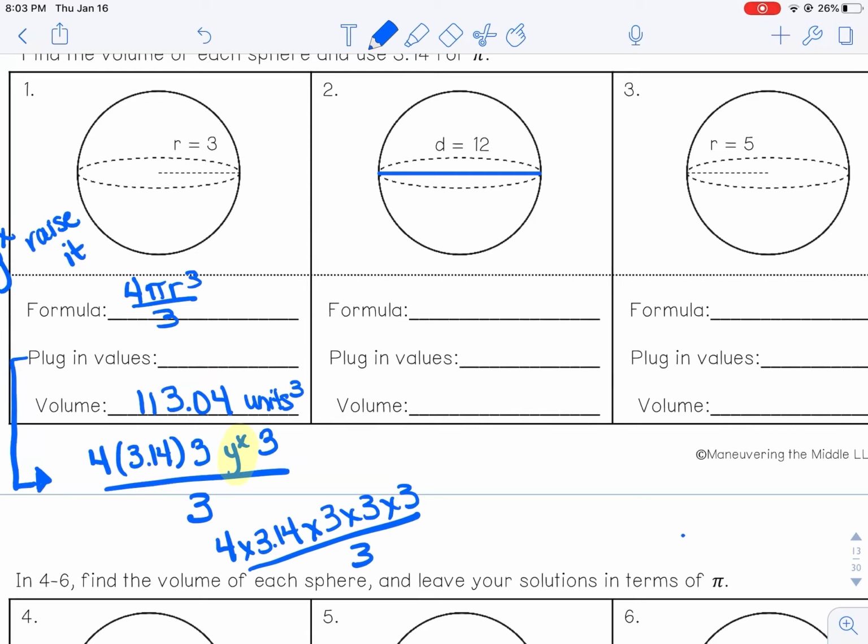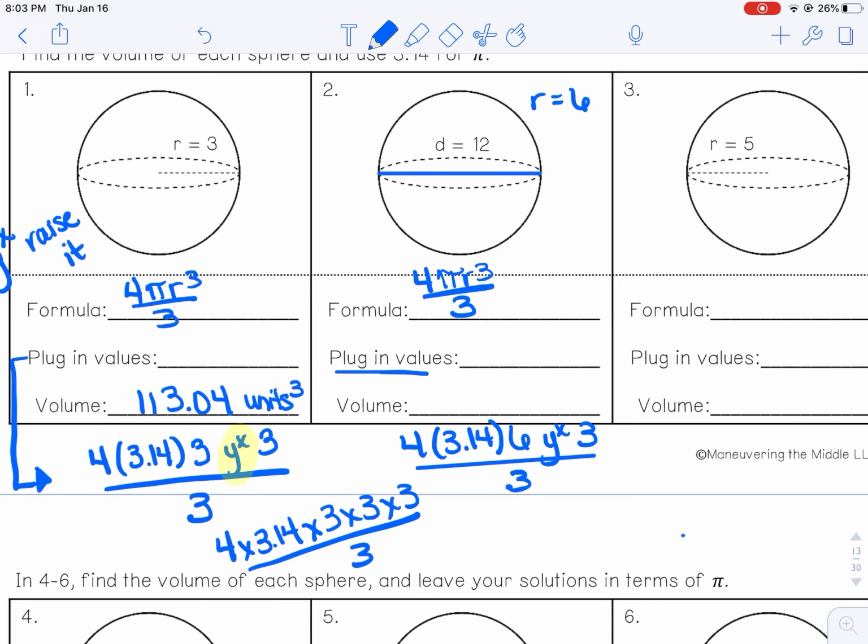I still had a student yesterday that asked me, Miss Henry, when you say cut it in half, what do you mean? I mean divide it by 2. So radius is equal to 6 units. Okay, so 12 divided by 2 is 6. So again with our formula, 4 pi r to the third divided by 3. Okay, if we plug in those values, 4 times 3.14 times 6, we're still raising it to the third power, divided by 3.